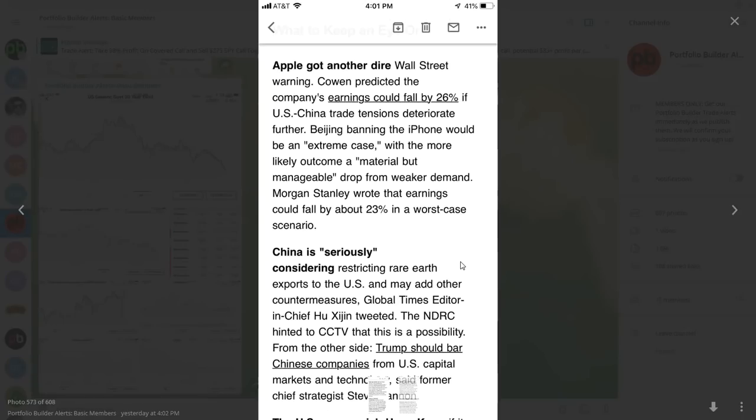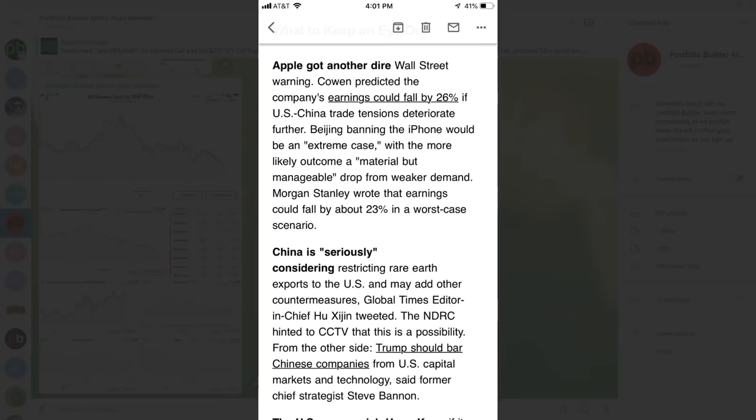Here is a quote. China is seriously considering restricting rare earth exports to the U.S. and may add other countermeasures. So these rare earths aren't that rare. They just are very hazardous to the environment. So that's why we've been happy to let the Chinese have their slave population mine them out of the ground, even using child labor for dollars an hour. So we'll see. This can be replaced.